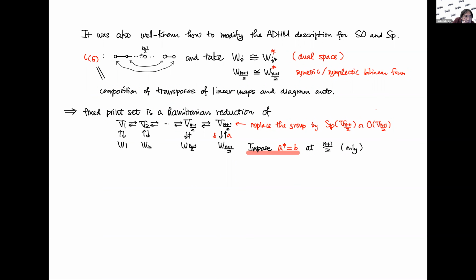And in the middle vertex, we should have the isomorphism between W_{(n+1)/2} and its dual, bisymmetric, symmetric or symplectic. Okay, so then it induces an involution on the quiver variety, at least for the categorical quotient.